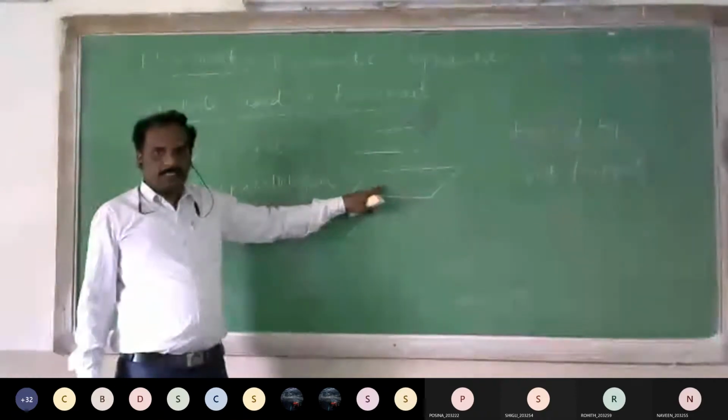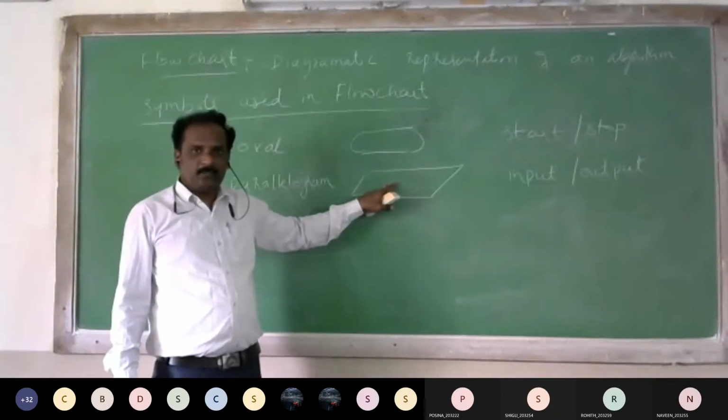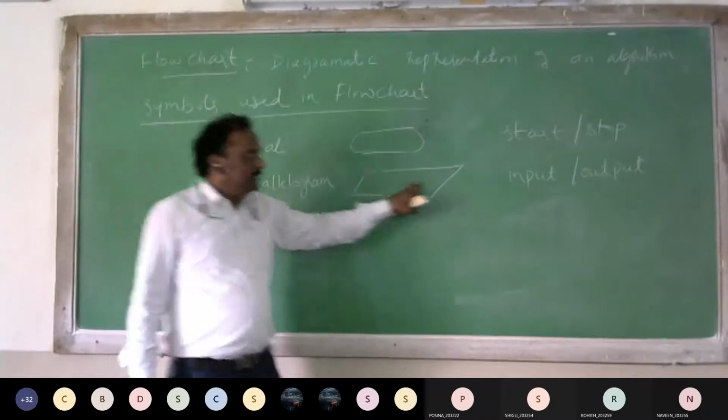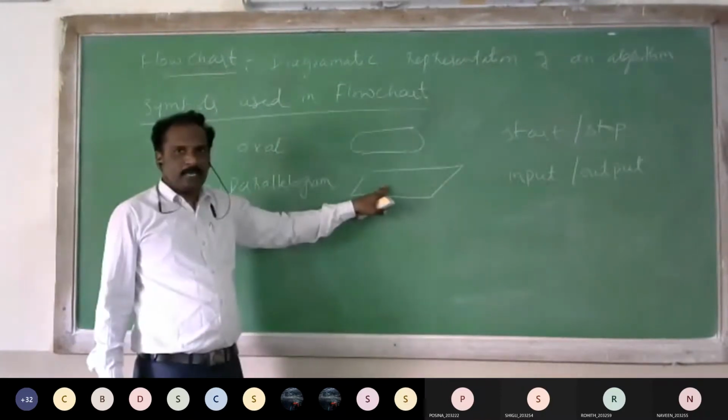Like addition of two numbers. What is the first step? Start in the algorithm. What is the second step I used? Read a comma b. That read a comma b is nothing but the input. The notation used is the parallelogram.